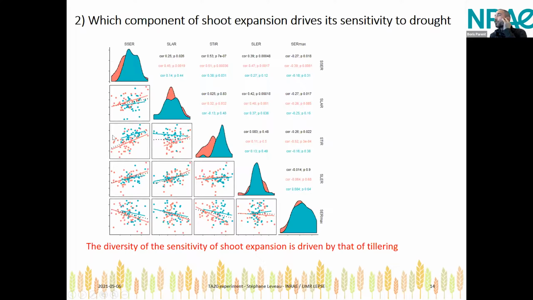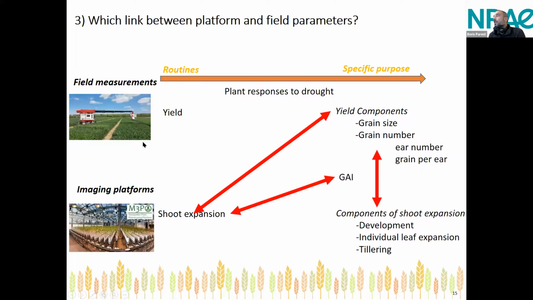So of course we can observe a correlation between the sensitivity of shoot expansion rate and that of tethering, with the best correlation being between the sensitivity of tethering and the sensitivity of the whole plant shoot expansion. And then we try to link this result in the platform and in the field.